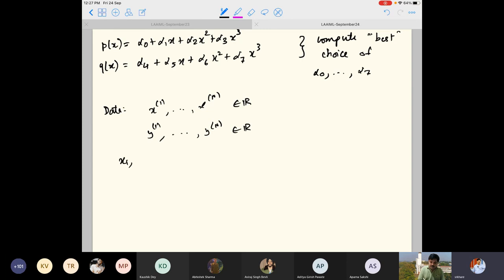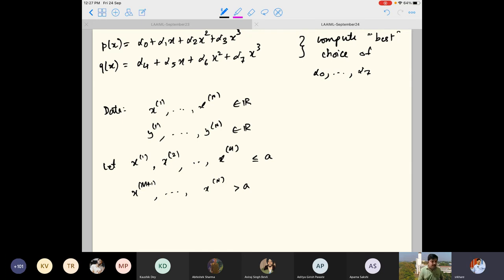Let us say x1 up to xm, these points, x1, x2 up to xm, are the points which are less than or equal to a, and x(m+1) up to xn are the points which are strictly greater than a. That's how I arrange the points and I name them.